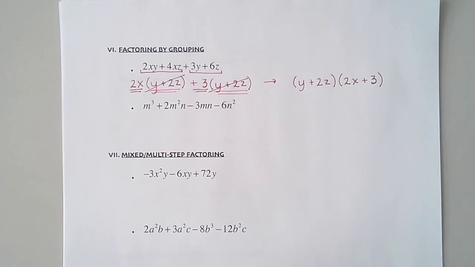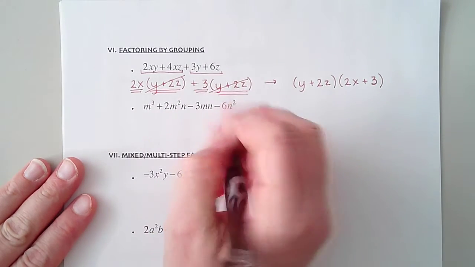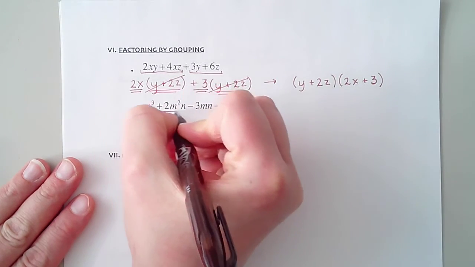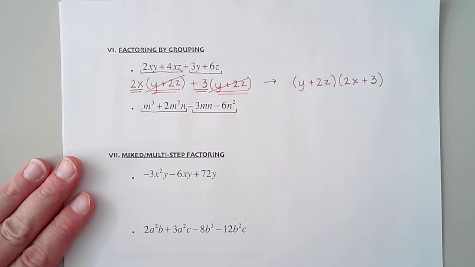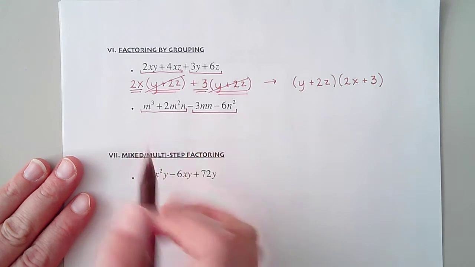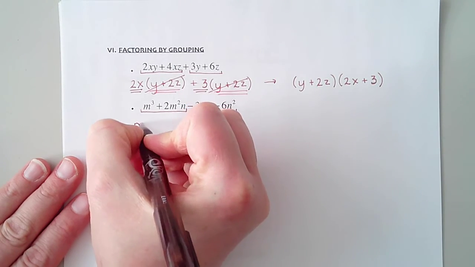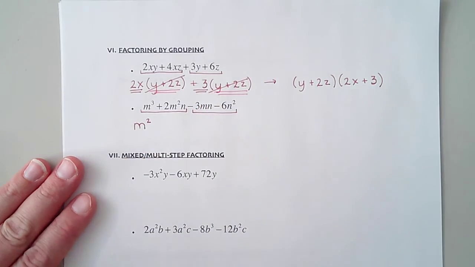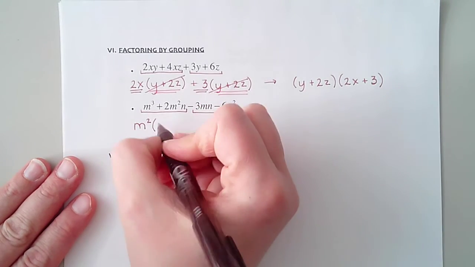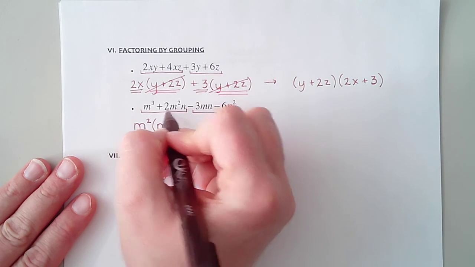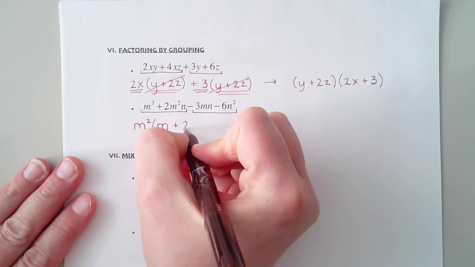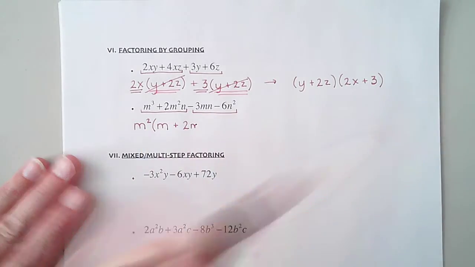And sometimes you do have to rearrange terms a little bit to get ones that have something in common for grouping to work. In this case, I think these look pretty good. These two definitely have something in common, and these two have something in common. Okay, so out of these first two terms, I see that they share an m squared. And so if I take m squared out of m cubed, I would have an m left over. And then here I'm going to have a 2 and an n left over because I took out the m squared. Whoops, 2n, sorry.